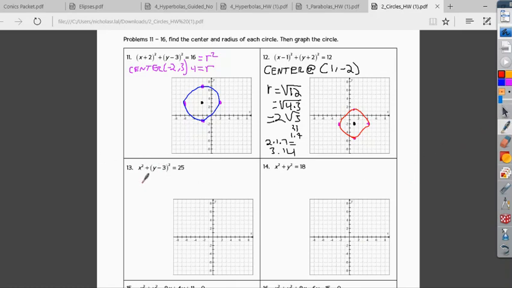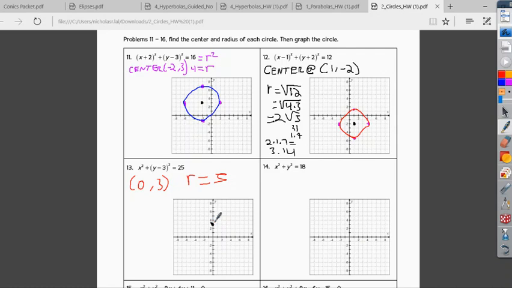The center is going to be at 0, positive 3. The radius is going to be equal to 5. I'm not going to explain that one. Figure it out. So, center's at x is 0, y is positive 3.